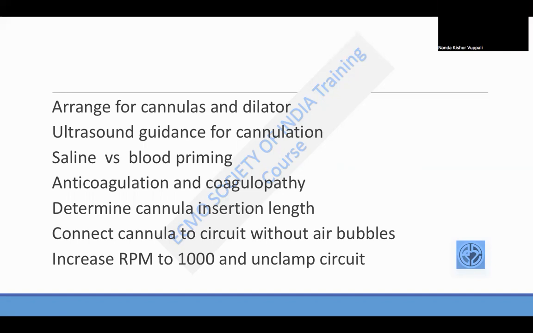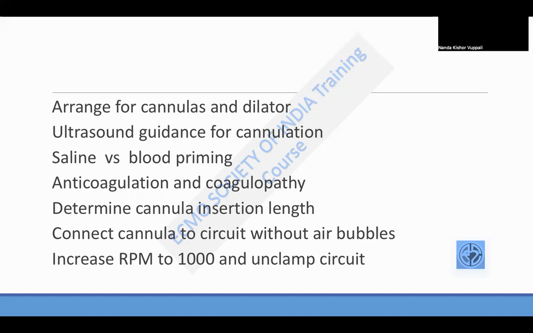And then determine the cannula insertion length, how far you're going to insert the cannula. Generally, I measure from the xiphisternum to the inguinal ligament for veno-venous mode ECMO, where you're going to use the femoral vessel and jugular vein. For the jugular vein, I usually measure from the sternal angle to the middle of the neck.